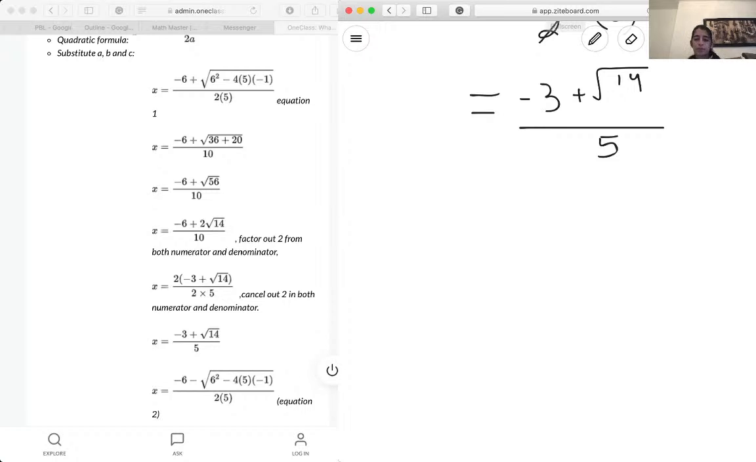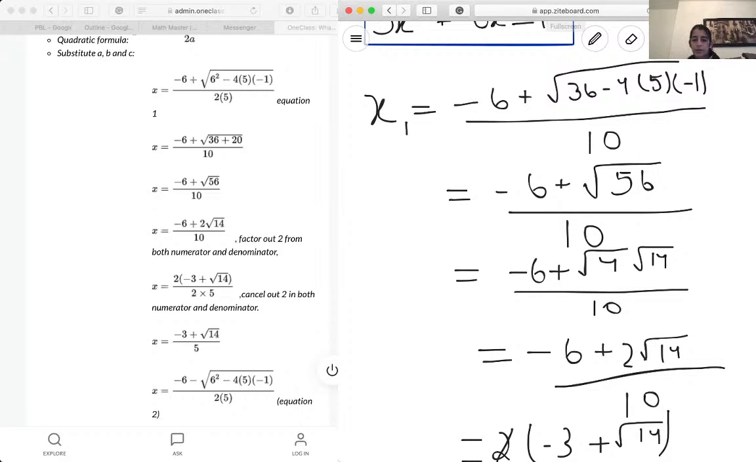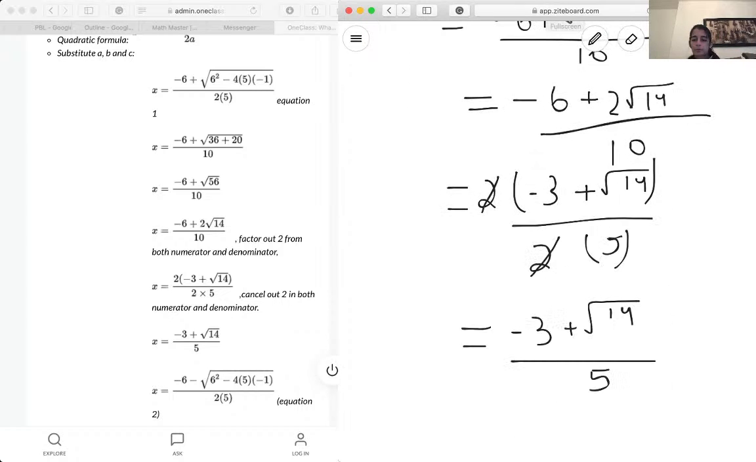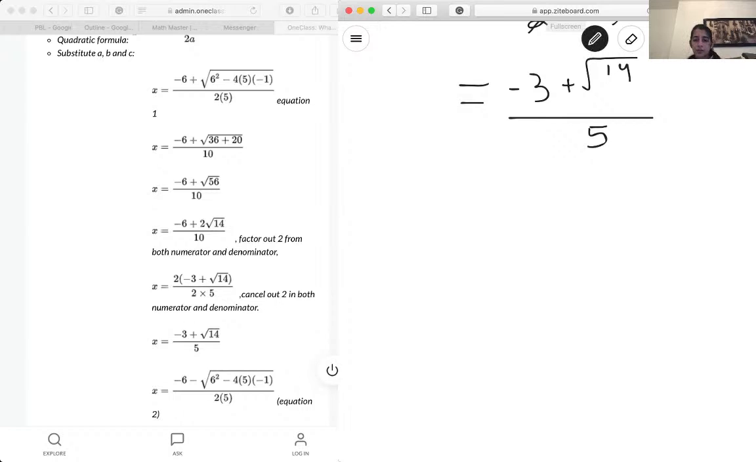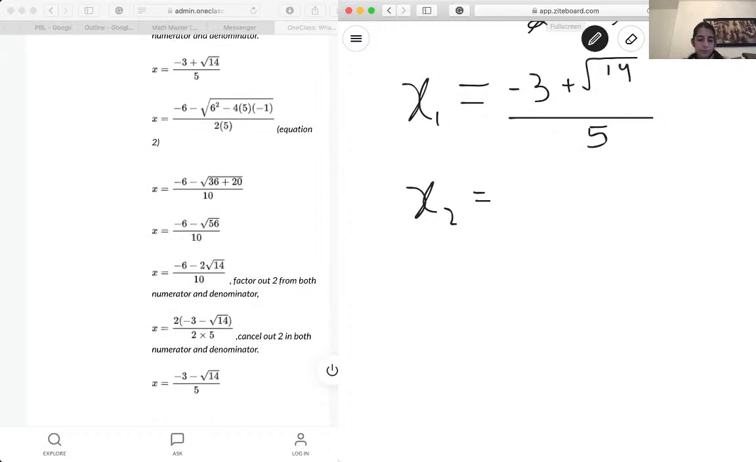We can use the same exact method that we did over here, plugging in the same numbers, but the positive sign over here would turn into the negative sign. If we do that, so that's our answer for x1. For x2, you can use the same method, just make sure to put the minus sign instead, and we're going to get -3 minus square root of 14 over 5. So those two are the x coordinates for the function.